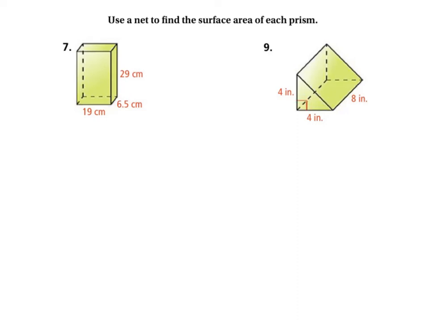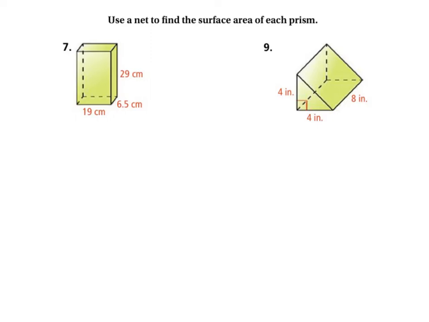Okay, it says use a net to find the surface area of each prism. What I'm going to do instead, we really haven't been focusing on the net aspect of it, although what a net is is just all of the different surfaces flattened down onto a single surface. So it's like if it was a cardboard box and you sliced all along the edges and you laid it flat. Like, figure out the surface area of that.